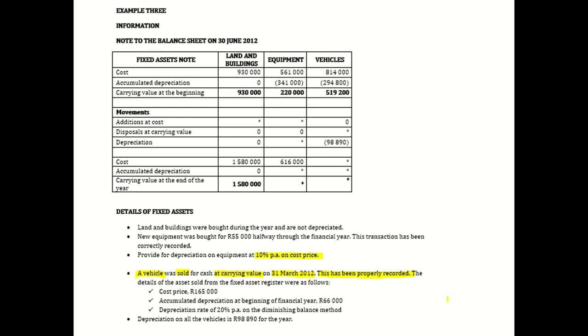But did we use it until the end of the year? That is one question that you need to answer. And they told you that depreciation on vehicles is 20% on the diminishing balance method. Diminishing balance method is the same as the carrying value or the book value. I'm going to focus more on the cost price.